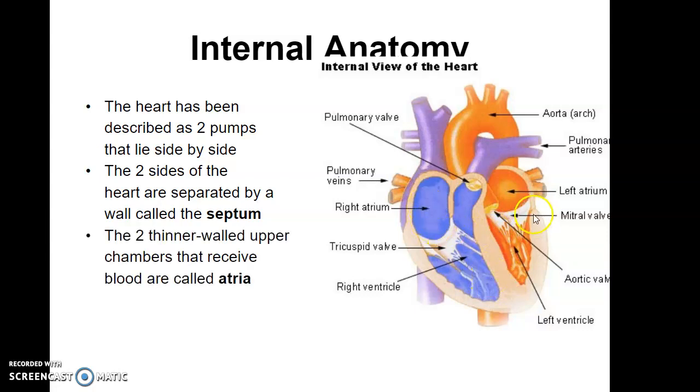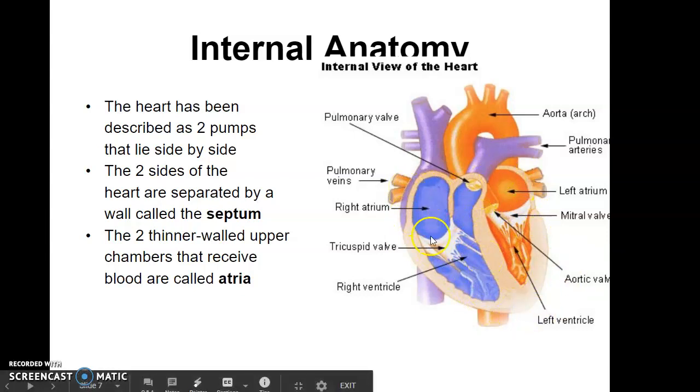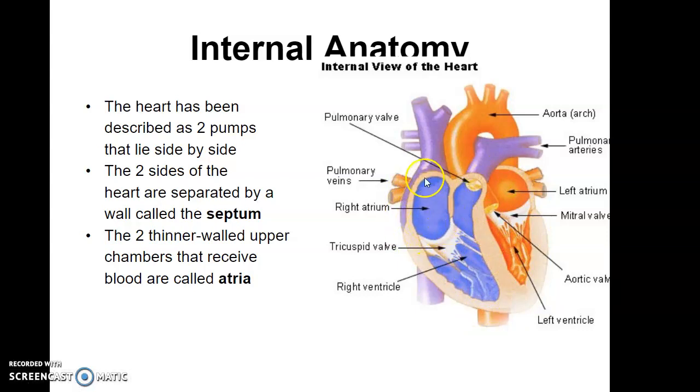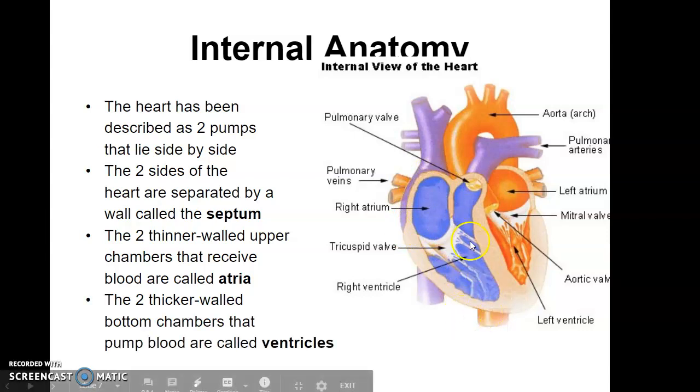So the heart has two separate pumps side by side, and each of those two-chambered pumps has two parts. The top part here is called the atrium, or the atria if we're talking about more than one, and this bottom part is called the ventricle. So the ventricles are down here, and the atria are up here.